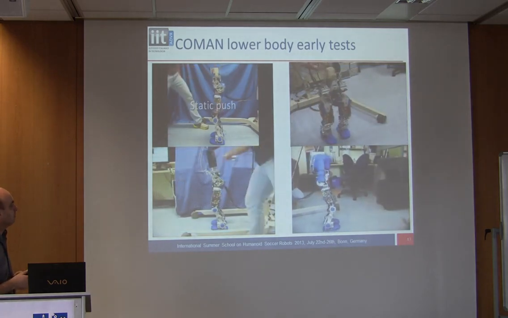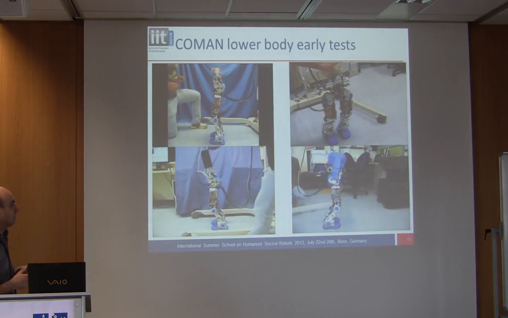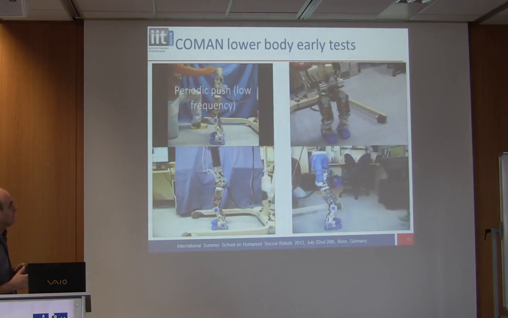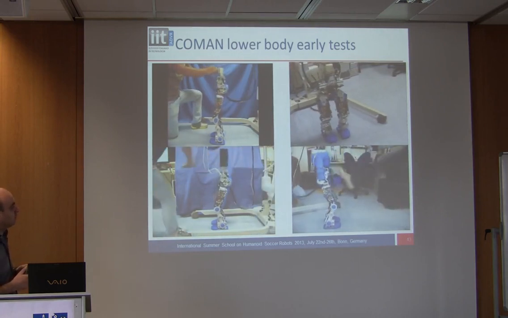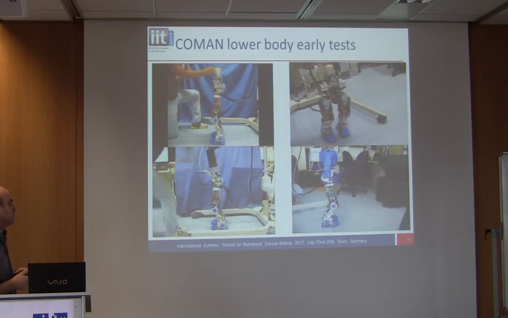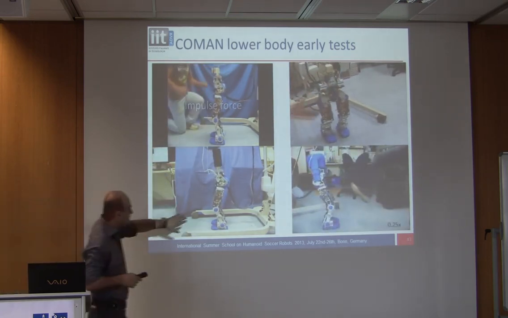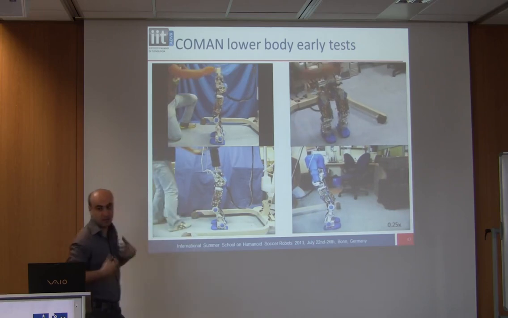Now, moving to the next videos, you see some of the earlier tests that we did on the balancing with this robot. This is a first prototype of the legs, which were modified afterwards, but it shows the effect that we get on the balance capabilities of the robot due to the passive elasticity. Some of the deflection that you see here comes immediately from the passive elasticity. So the robot adapts immediately.